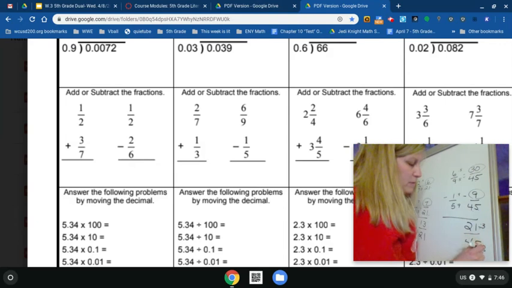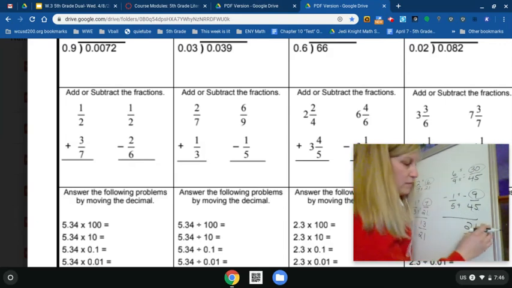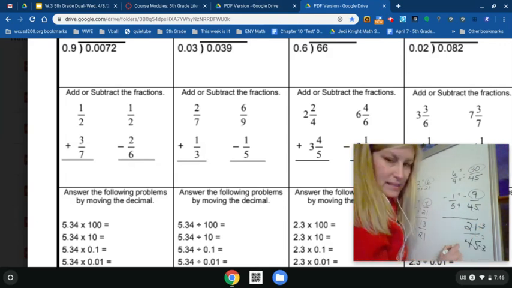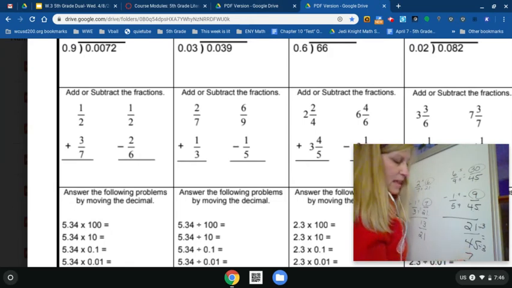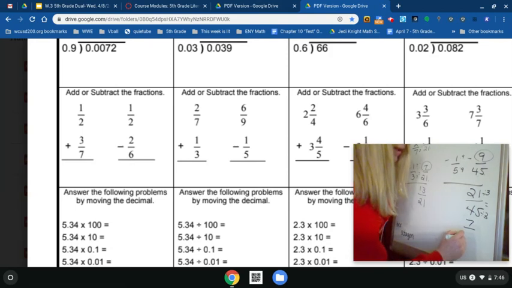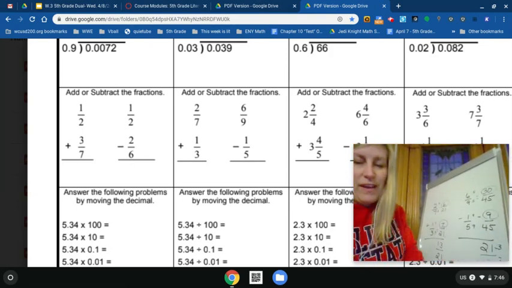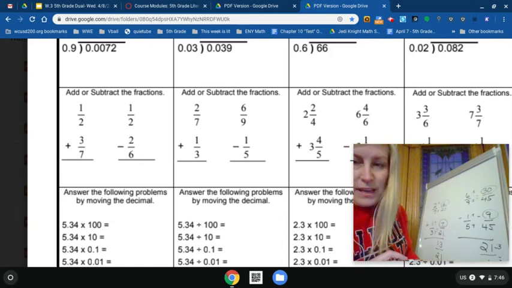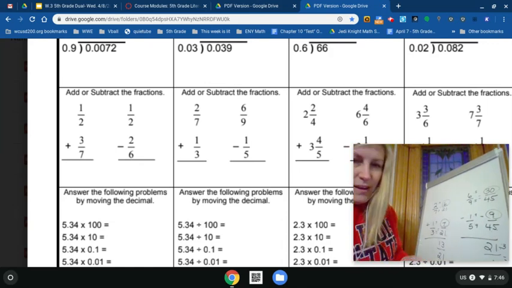I'm going to divide both of those numbers by 3. 21 divided by 3 ends up being 7, and 45 divided by 3 ends up being 15. So you always want to give the simplified answer when you can find one. For that one, you want to type in 7/15 for your answer there, okay?